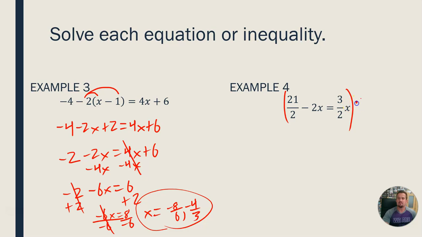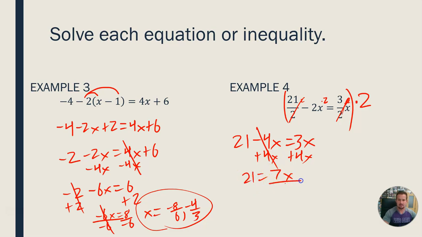I'm going to start by multiplying this entire equation by 2. If I multiply 21 halves by 2, I'm just going to be left with 21. If I multiply negative 2x by 2, I'm going to get negative 4x. And if I multiply 3 halves by 2, I'm going to be left with 3x. Look how much easier this problem is going to be for me to solve. I'm going to go ahead and add 4x to this side, giving me 21 equals 7x. And then I'm going to divide by 7 on both sides, giving me x equals 3. Okay? This time, I moved all the x's to the right side.